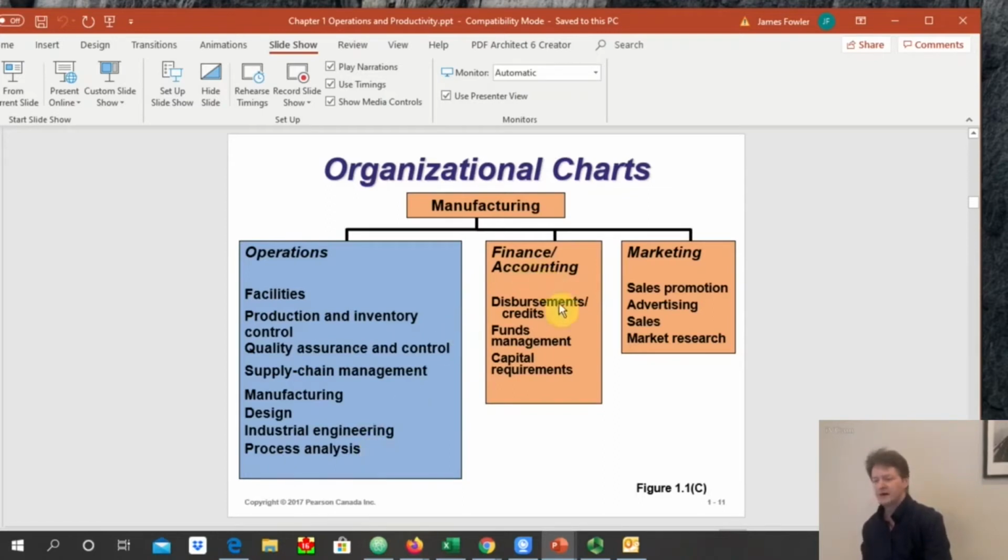Finance, accounting, again, disbursements and credits, fund management, tracking all the transactions through the organization, and marketing, again, involved in sales and promotion, advertising, and market research.